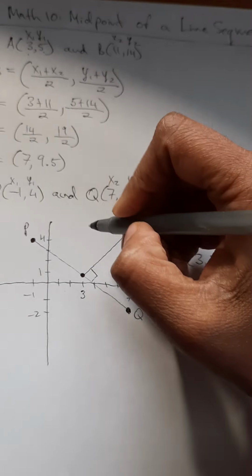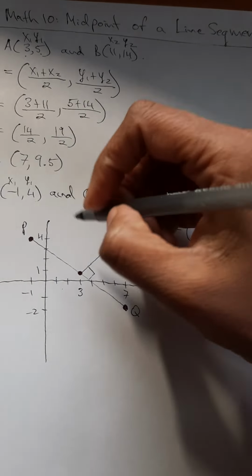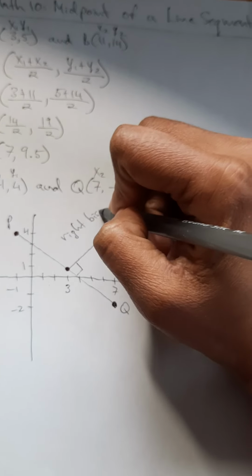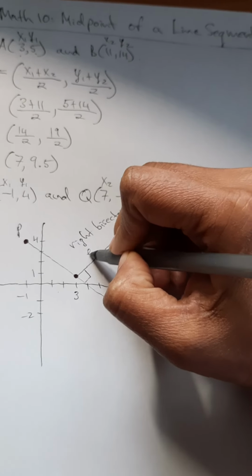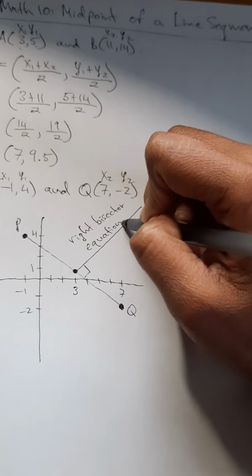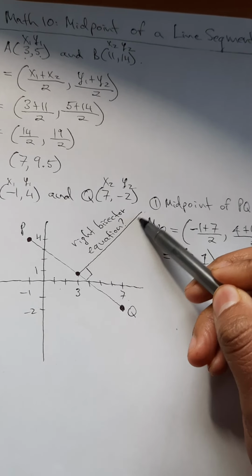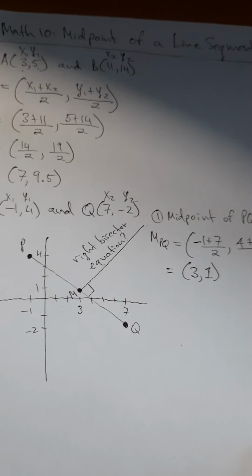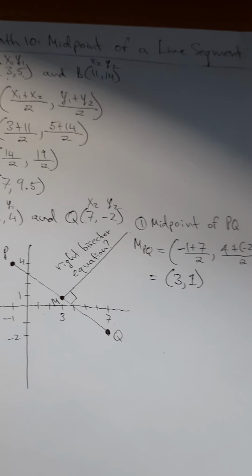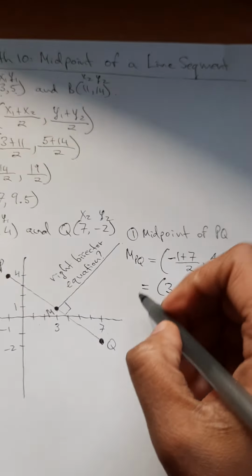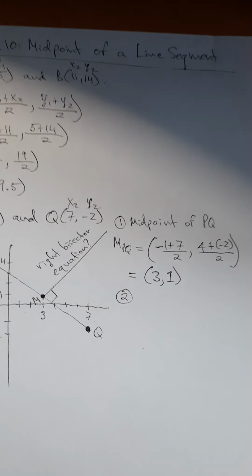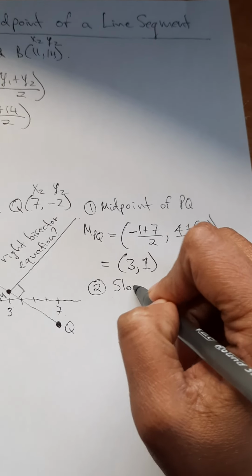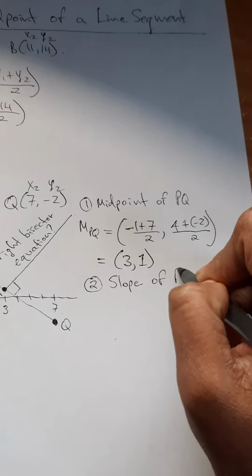Notice this line. This is going to be your right bisector, so let's write it right here. The right bisector, and we're looking for the equation of this line right here. I'm going to put capital M, representing the midpoint for PQ. All right, so we're not done yet. The only thing we found so far is the midpoint of PQ. In the second step, we're going to look for the slope of PQ.